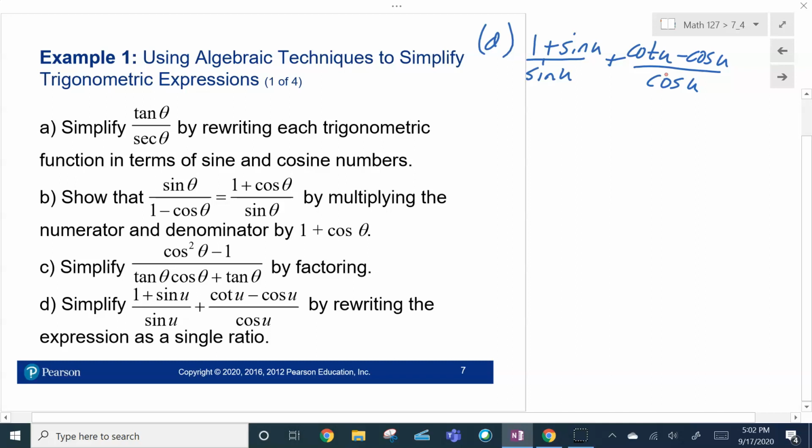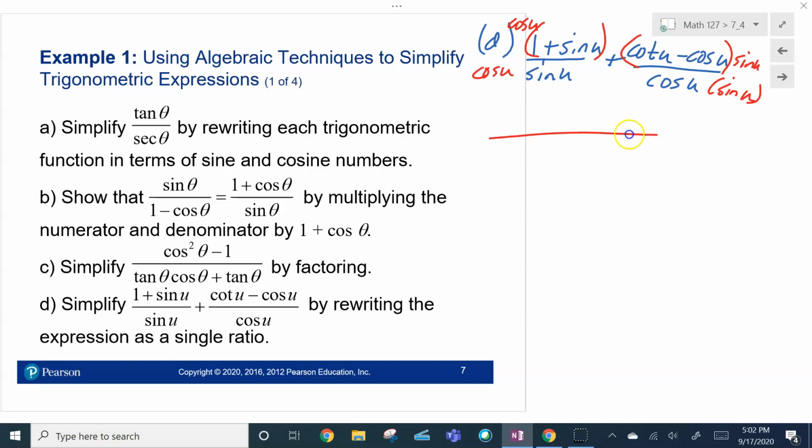The right-hand side's denominator is cosine u. Left-hand side is sine u. So I'm going to give this one a cosine u, which means I got to multiply the top also by cosine u. So now the denominator here is cosine u sine u on the left. On the right, it's only cosine, so I need to give it a sine. Now, sine u over sine u, so I'm just multiplying this by 1. But now they have a common denominator, right? They both have sine u cosine u. So I can add them up.